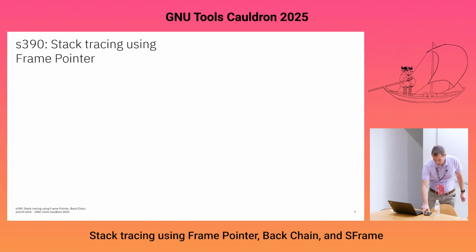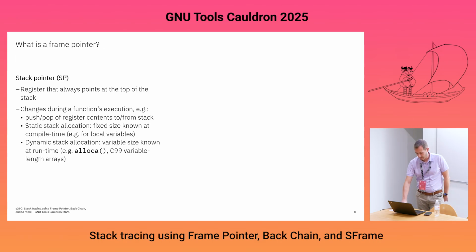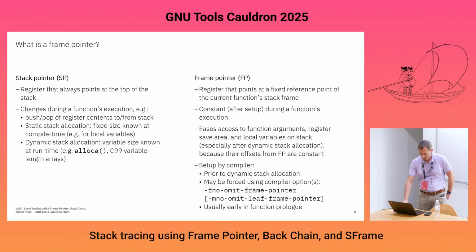So let's have a look at stack tracing using frame pointer. For that, let's have a look at what is a frame pointer. And for that, we need to differentiate it from the stack pointer. The stack pointer is the register that always points at the top of the stack, and that changes during the function execution because of static stack allocation, dynamic stack allocation, pushing, popping values.